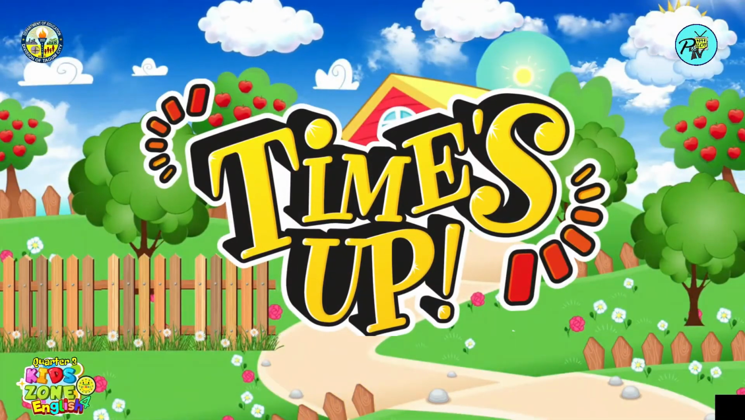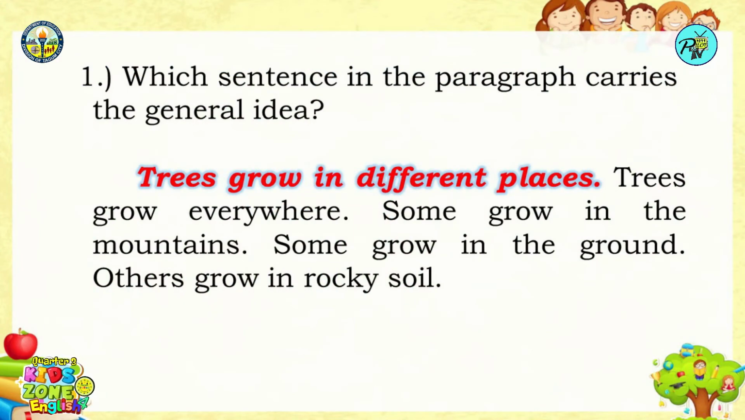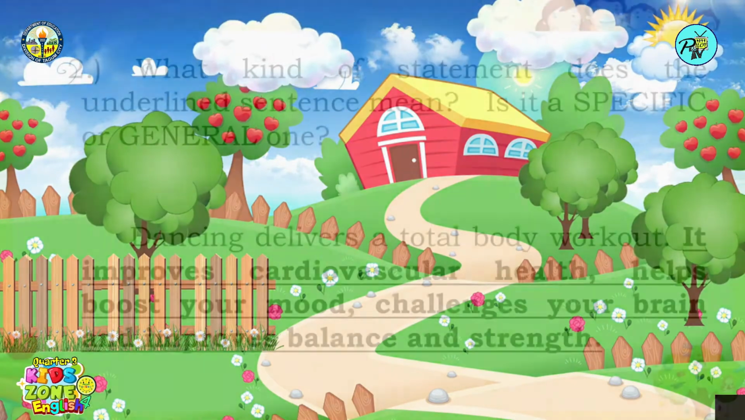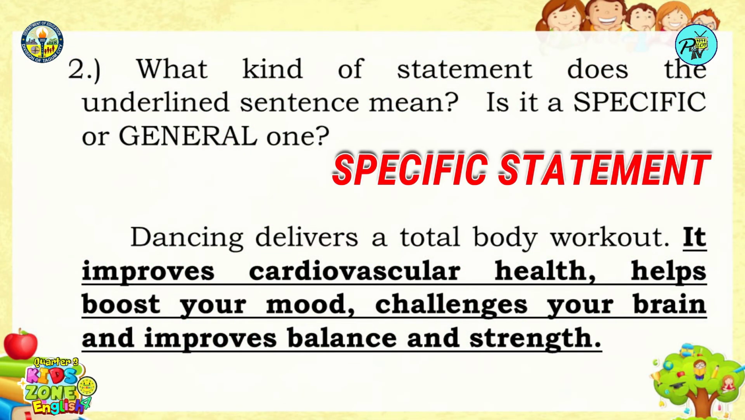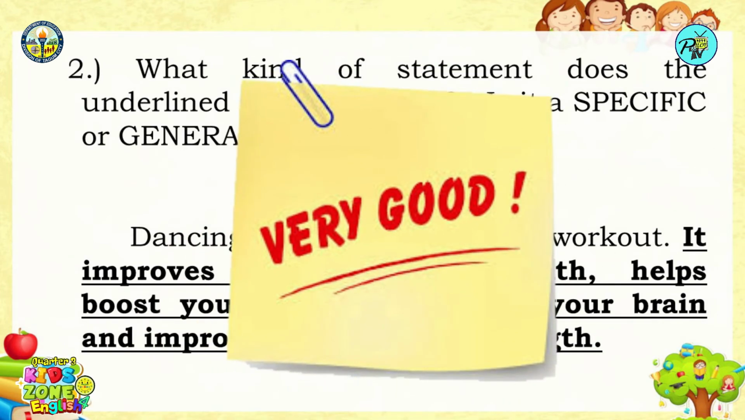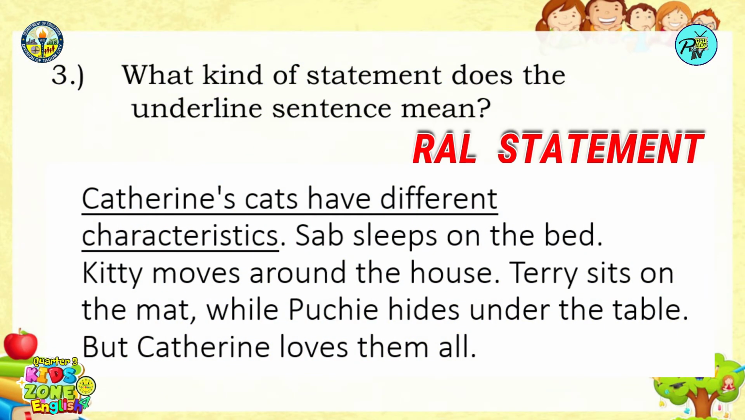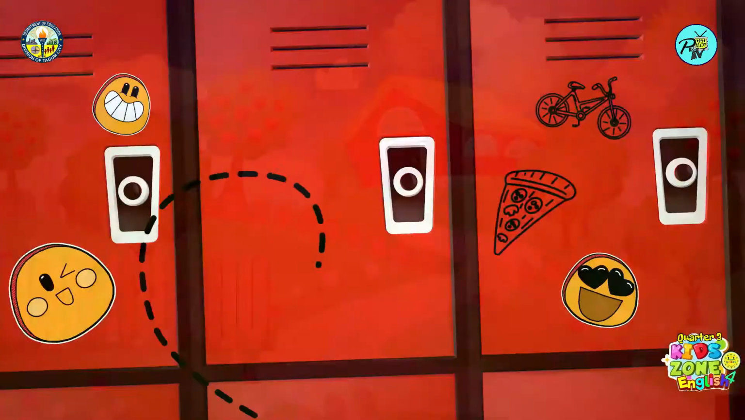Time is up. Now, let's check your answers. For number 1, the answer is trees grow in different places. Did you get the correct answer, kids? Good job! For number 2, the answer is specific statement. Did you get the correct answer, kids? Fantastic! Lastly, number 3, and the answer, general statement.